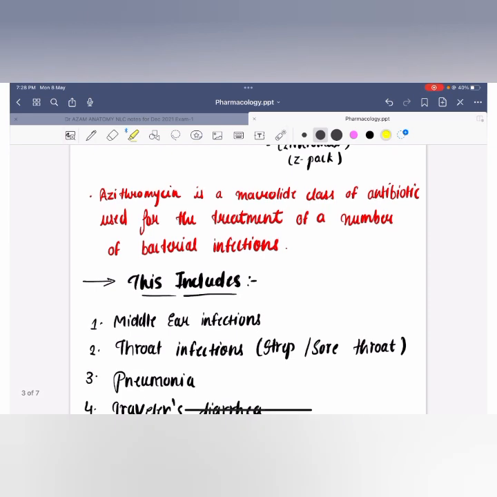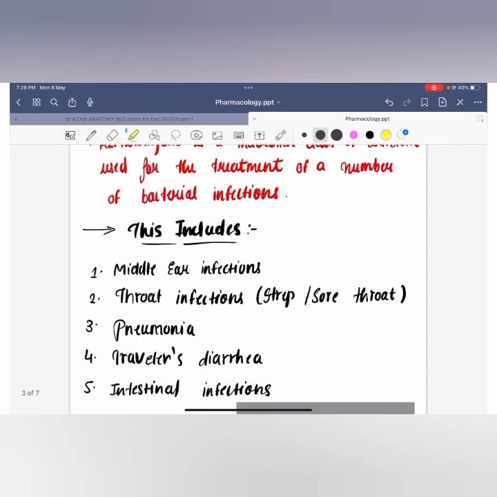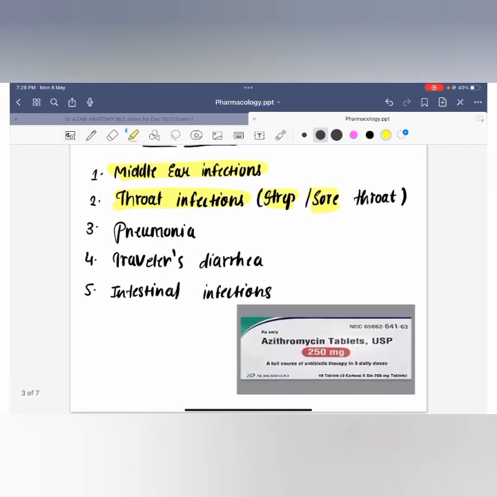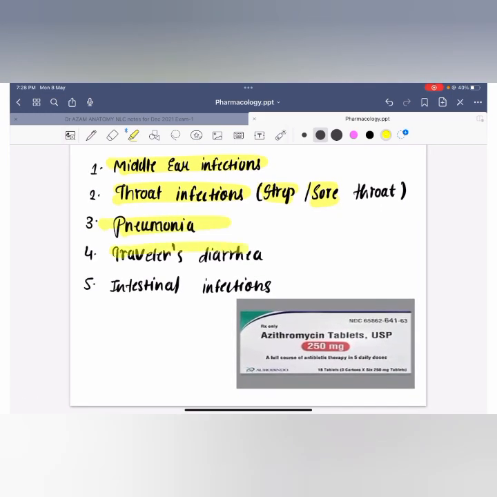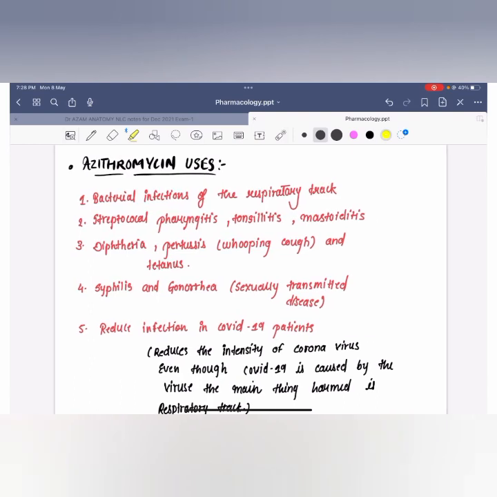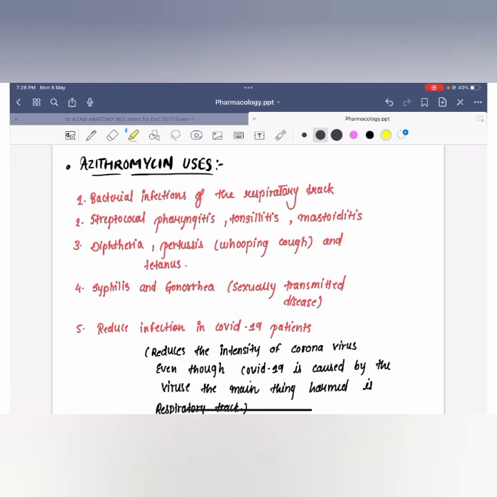So let's begin. Erythromycin is a macrolide class of antibiotic used for the treatment of a number of bacterial infections. This includes middle ear infection, throat infections like strep throat, sore throat, pneumonia, traveler's diarrhea, and other infections.